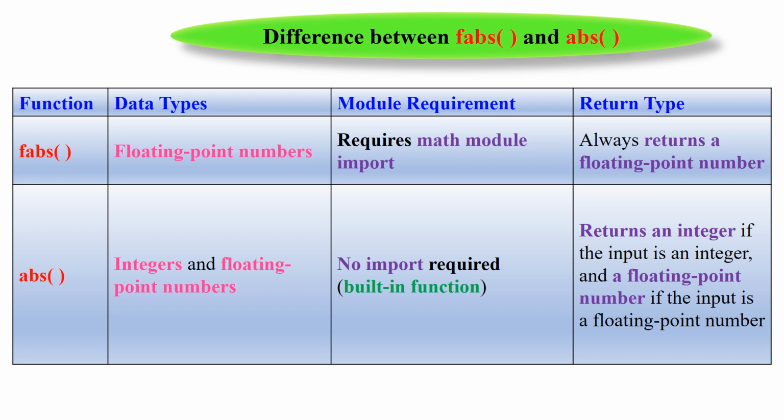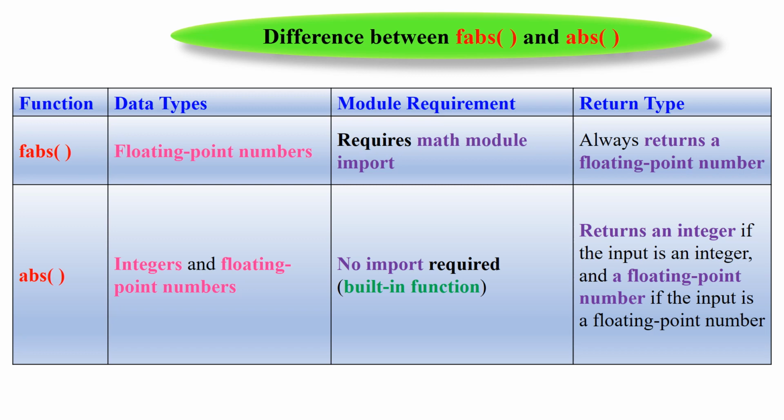Let's see the difference between fabs and abs function. Data types. The fabs function is specifically designed to work with floating point numbers, while the abs function can handle both integers and floating point numbers. Module requirement. The fabs function is part of the math module, so you need to import the module using import math before you can use it.